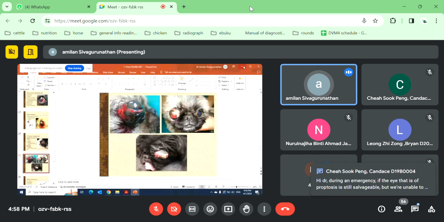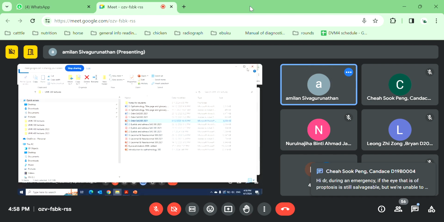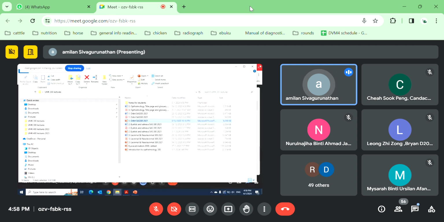Okay, so with that, I'll go back to the past slide. Does everyone get the idea of the enucleation and proptosis and when to save the eye?